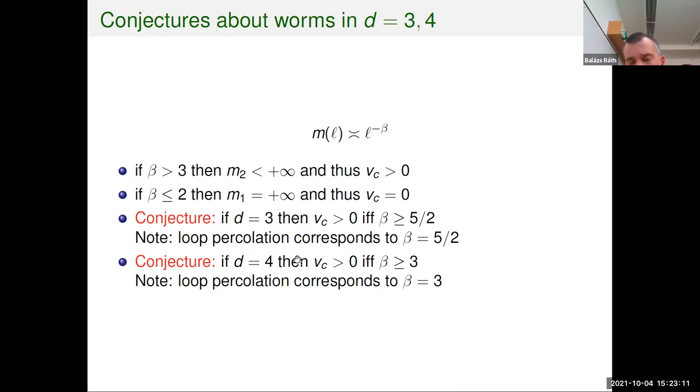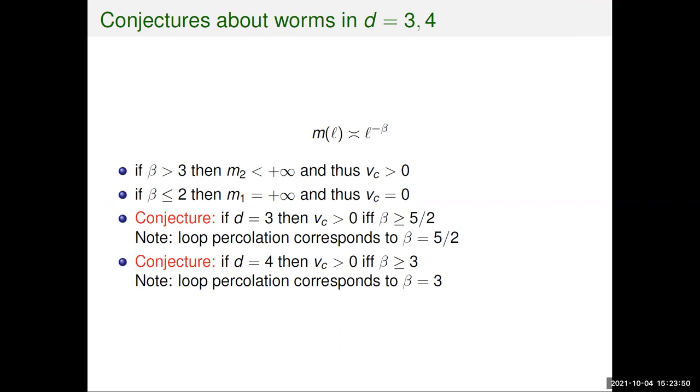And in dimension 4, we conjecture that if you're looking at tail distributions of this form, so you assume that it decays polynomially, then actually the second moment lemma is sharp. But loop percolation shows that it's not really sharp, because if you choose beta exactly to be 3, then the second moment is infinite, yet there is a non-trivial phase transition. Okay, so that was a bit quick, and I don't know if I answered your question. That's okay. Yeah, I think that was good.